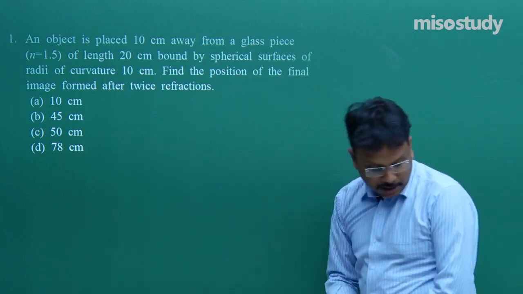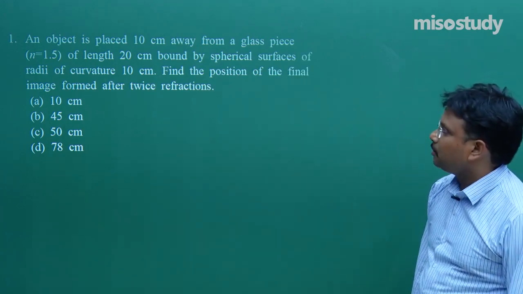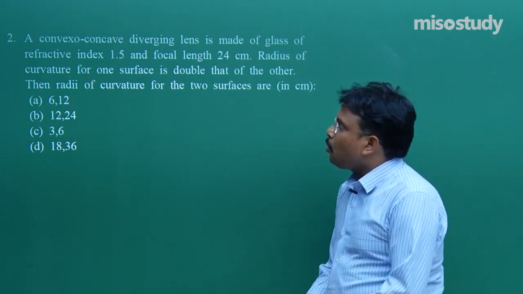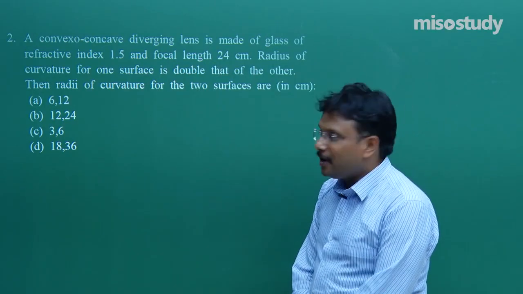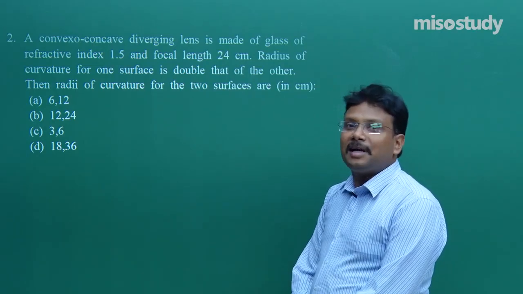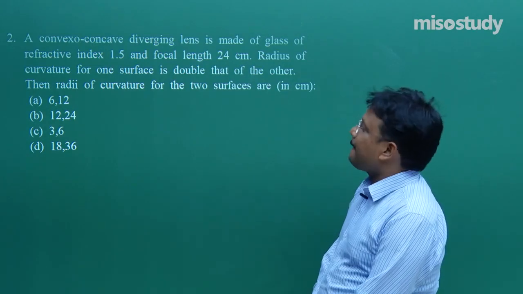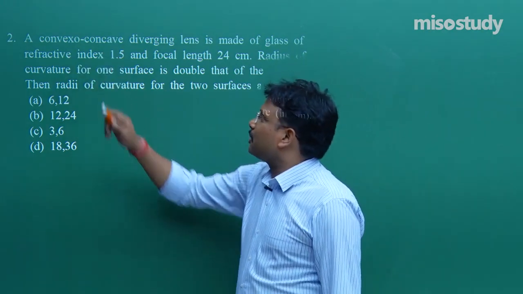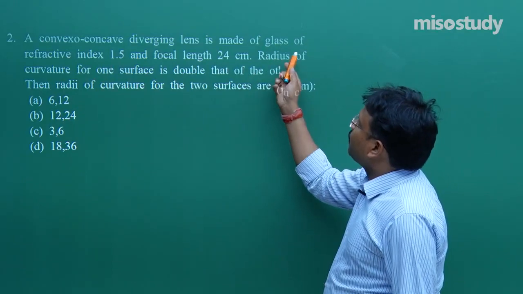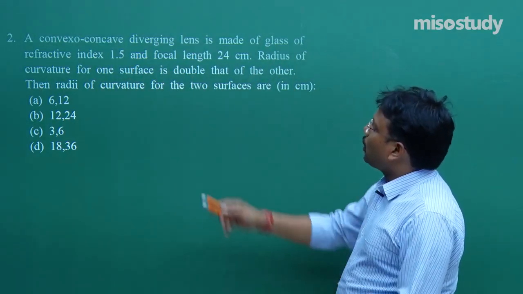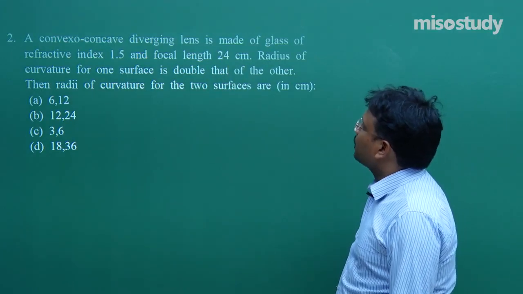So, now here comes your next question, that is a convexo-concave diverging lens. Convexo-concave diverging lens. I hope that term is clear. It is made up of glass of refractive index this much and has a focal length of 24 centimeter.